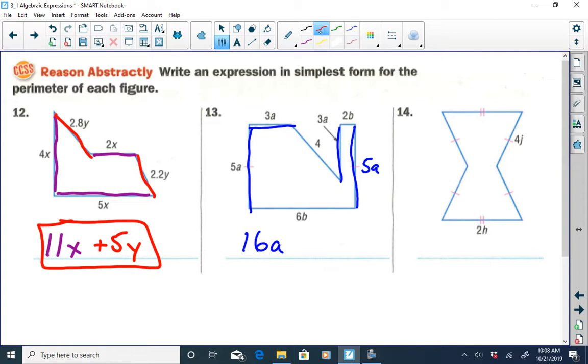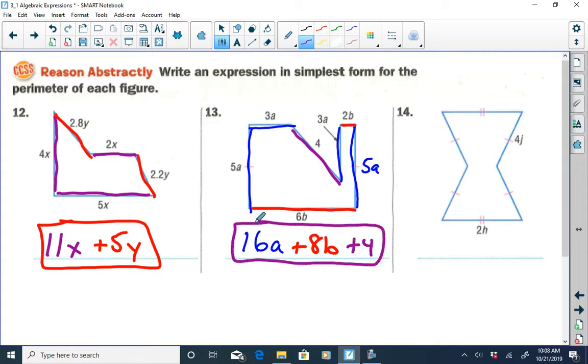Let's put our b's together. We have 6 b's plus 2 b's, so that's 8 b's. And then we have our constant. We have 4 for this segment here, plus 4. This is an expression in simplest form. Notice we have no like terms and we have no parentheses, and that meets the definition of the expression in simplest form.